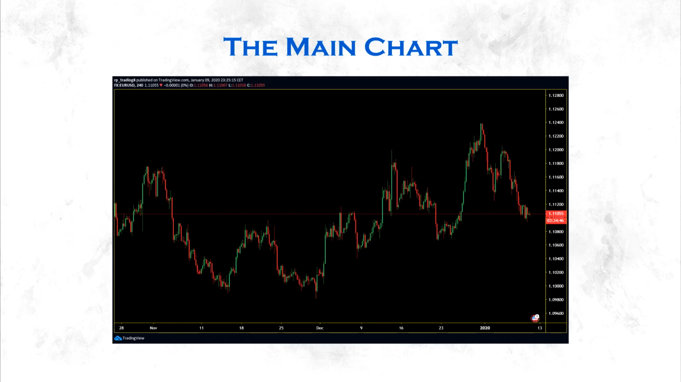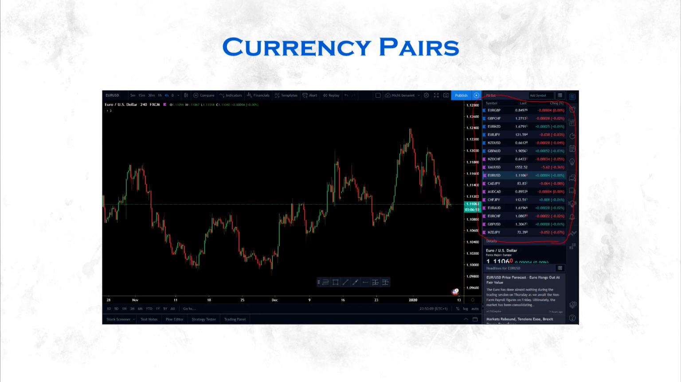Next thing I want to talk about is the main chart. The main chart is simply the chart that you look at when you are trading. It is the chart where you see what the price is doing. That's it.